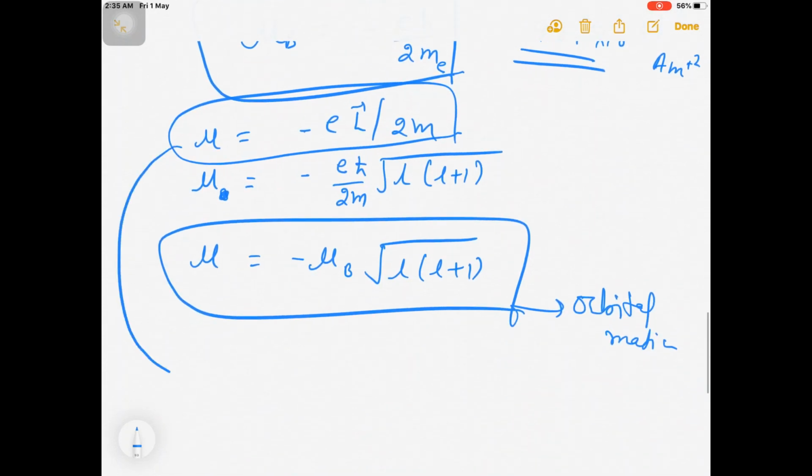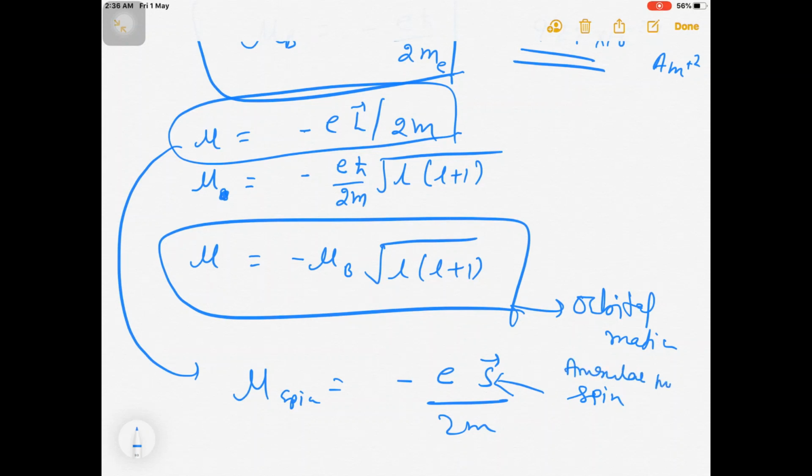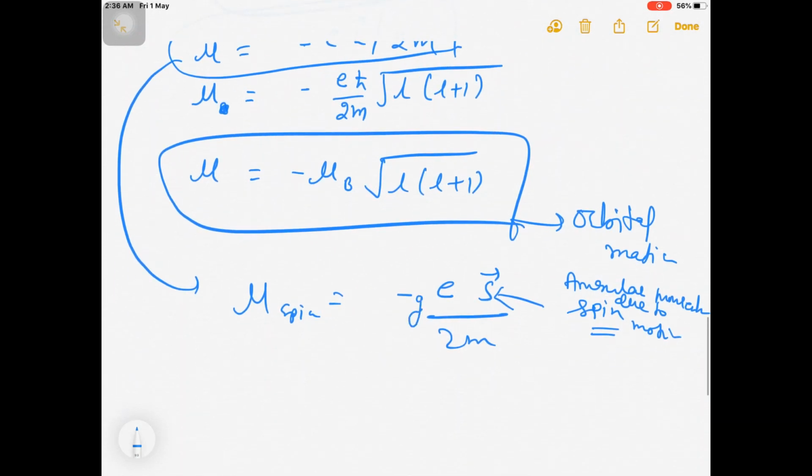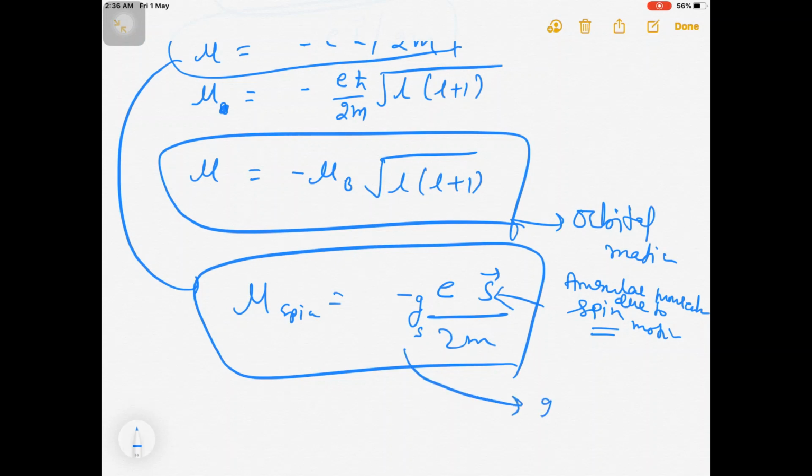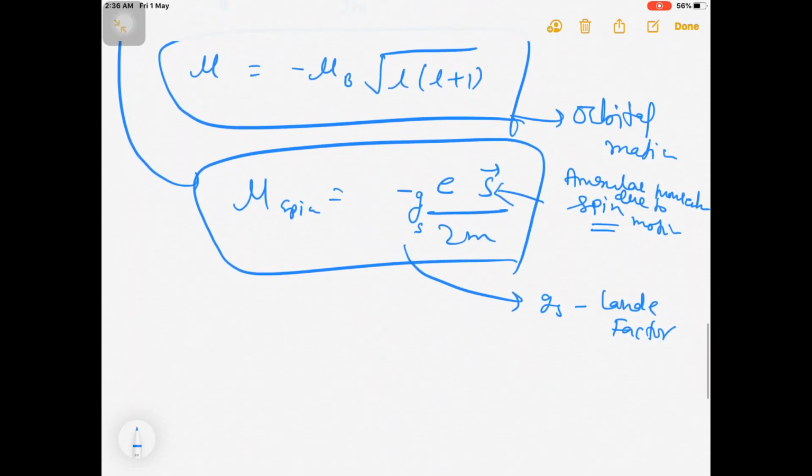spin motion of the electron. Here mu spin, and this is nothing but minus G s times E s vector divided by 2m. Here s vector is nothing but the spin momentum, or you can say the angular momentum due to spin motion, okay. But here comes another factor, Gs, and this is called the Landé factor. Gs is called the Landé factor, and for an electron the value of the Landé factor is approximately 2.